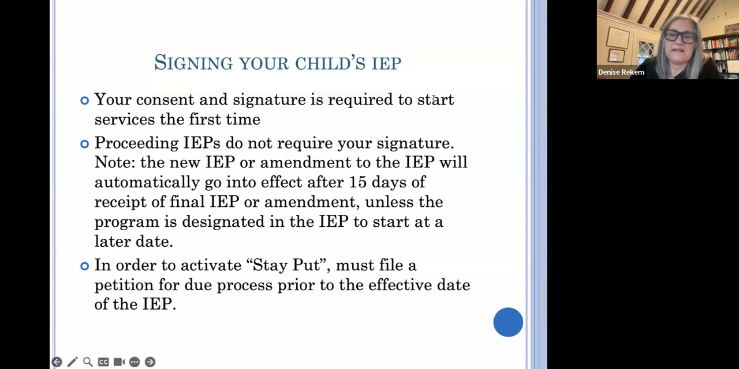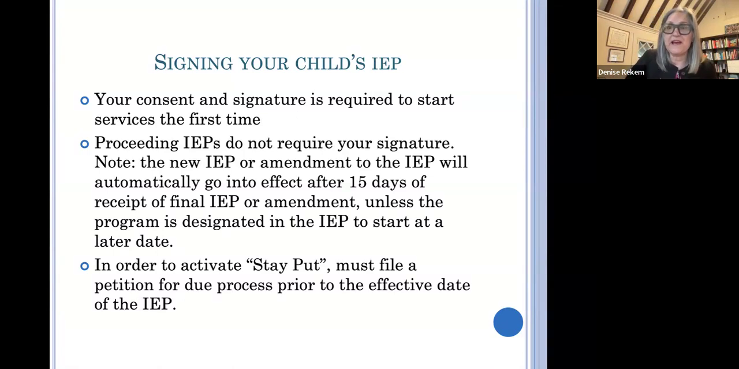But the 15 days is really critical when they're trying to change something right away, or they're saying, okay, the IEP is going to expire on Friday. We have our IEP meeting on Thursday, and now they want to put the new one in effect immediately, right? So the critical thing is the effective day of the IEP, and just filing before the IEP goes into effect. If you file before the IEP goes into effect, then you can stay put in the old IEP if you disagree with the new one.